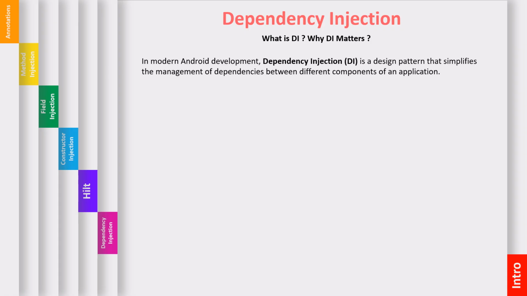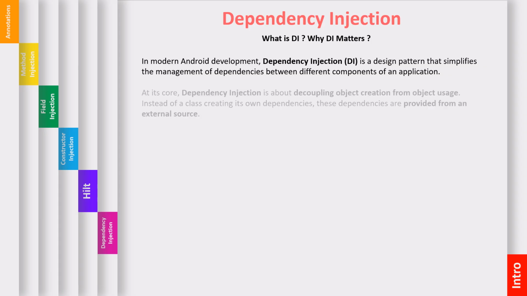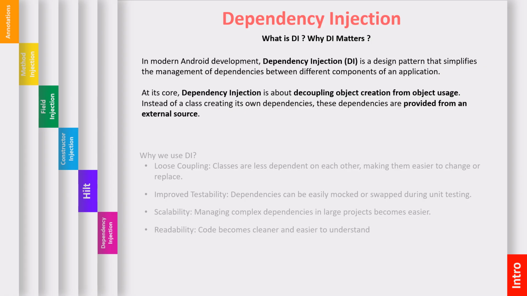In modern Android development, Dependency Injection (DI) is a design pattern that simplifies the management of dependencies between different components of an application. At its core, dependency injection is about decoupling object creation from object usage. Instead of a class creating its own dependencies, these dependencies are provided from an external source. It's a very important note here. Dependency injection is about decoupling object creation from object usage.